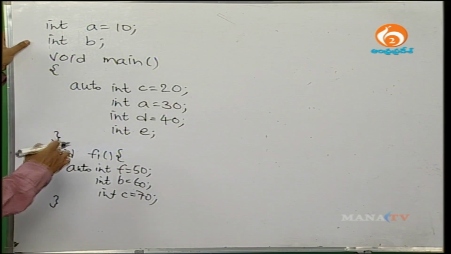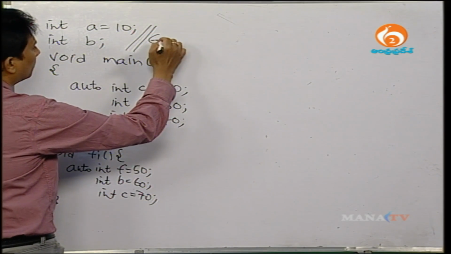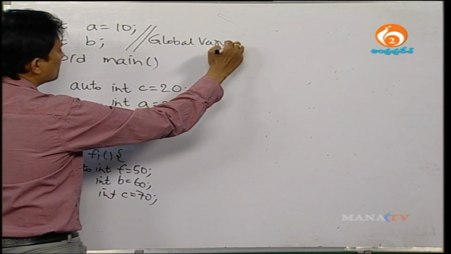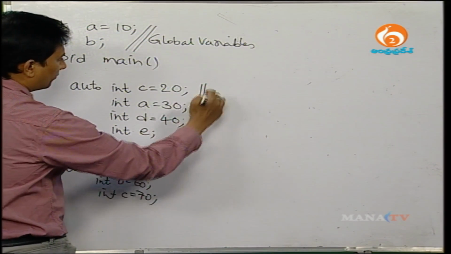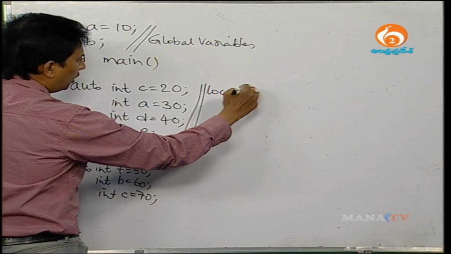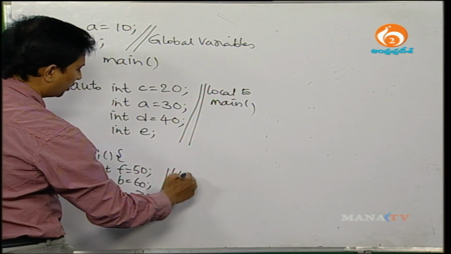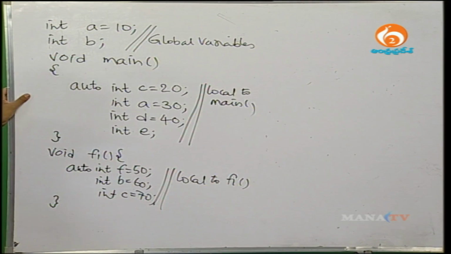Here, just look, these are called global variables. These are local to the main function. These are local to the f1 function. Now you can understand easily.